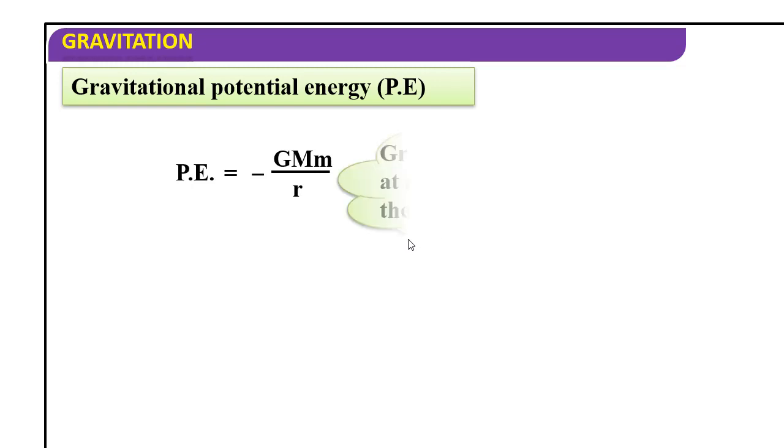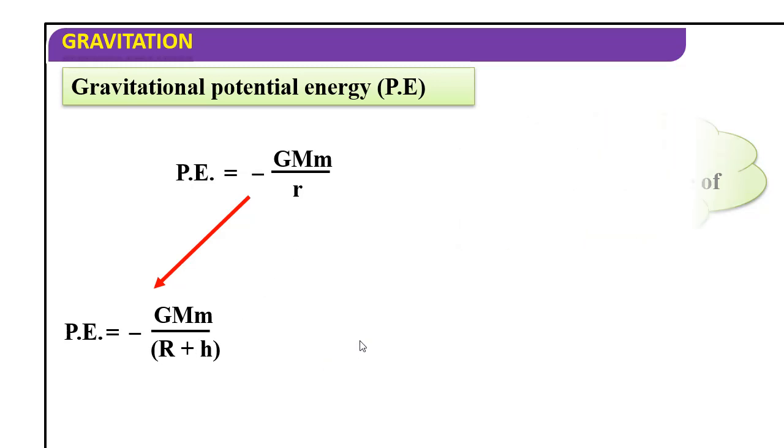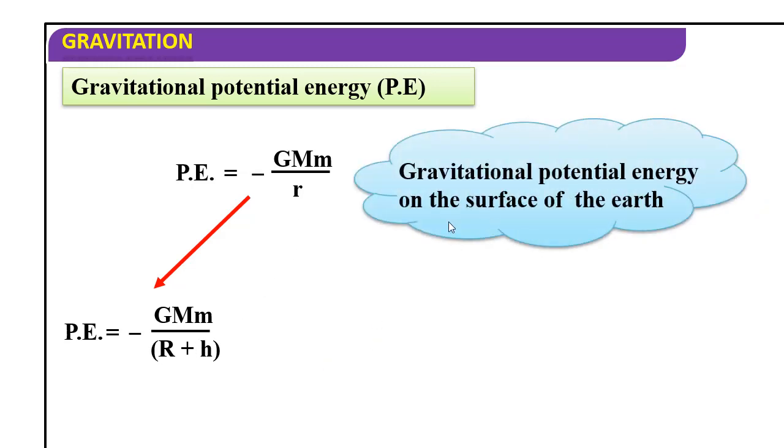This is the value. Gravitational potential energy at a height h above the surface of the earth. U is equal to, R value you can substitute, minus GMm by R plus h, for R, capital R plus h. Gravitational potential energy on the surface of the earth, h is 0, so U is equal to minus GMm by R. This is the value.